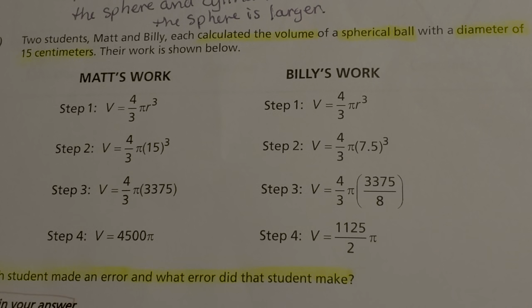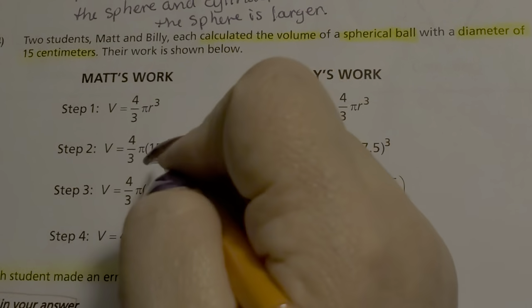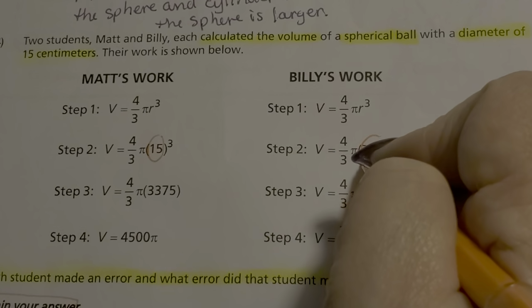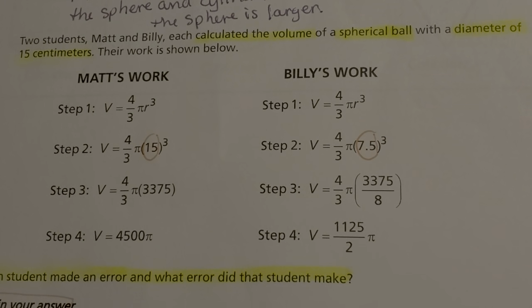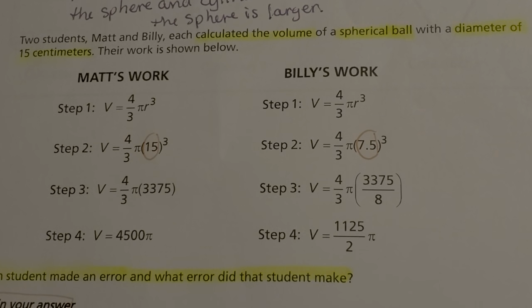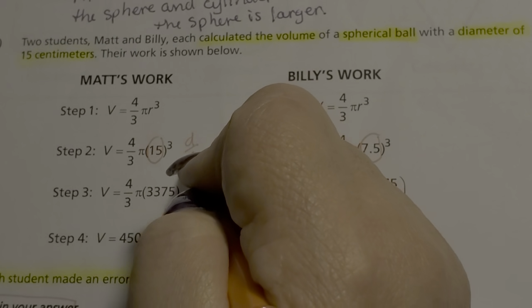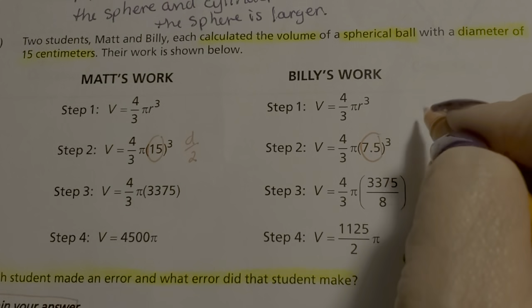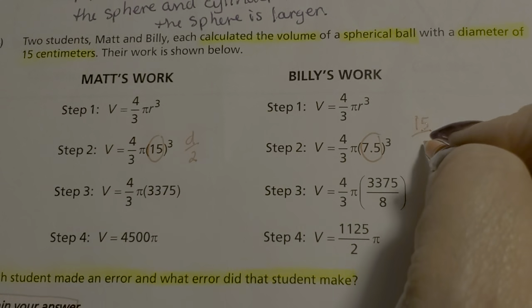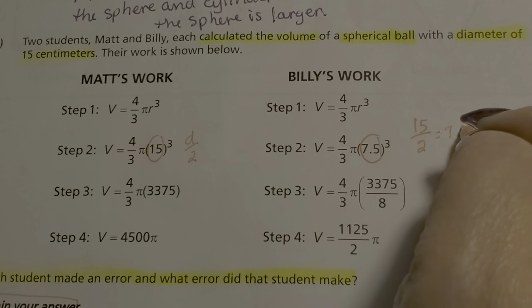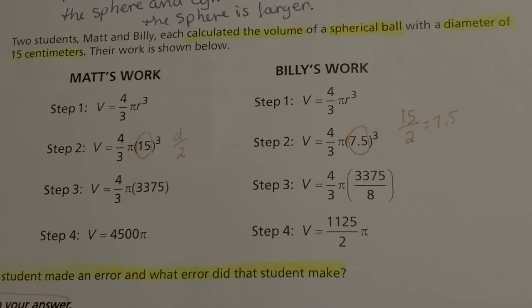34 says 2 students, Matt and Billy, each calculated the volume of a spherical ball with a diameter of 15 centimeters. Their work is shown below. If I look at Matt's work and I look at Billy's work, I see a difference in this number. Matt did not take the diameter and divide by 2. Billy, however, did take the 15 centimeter diameter and divide by 2 and get 7.5 centimeters. That is the difference between the two students.